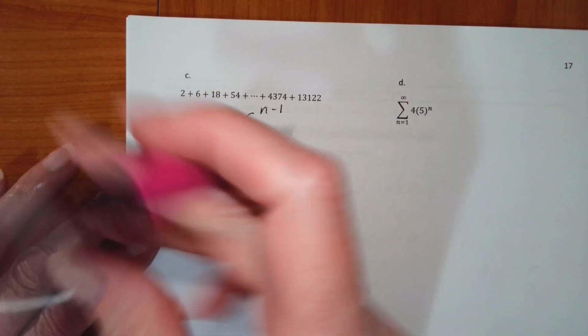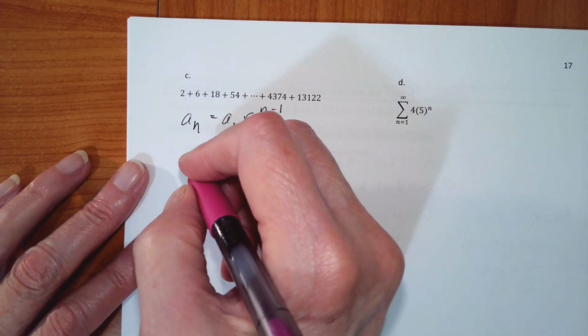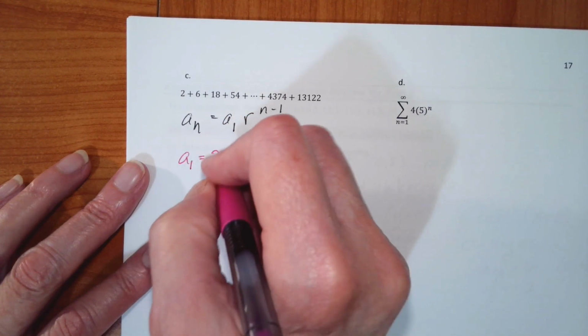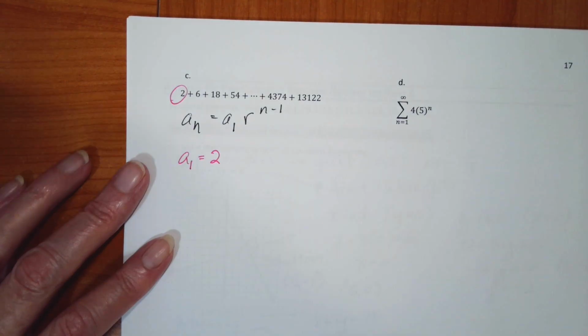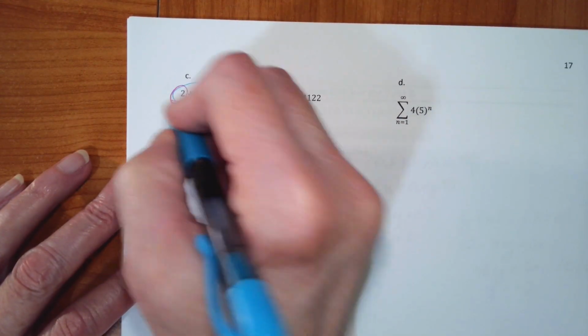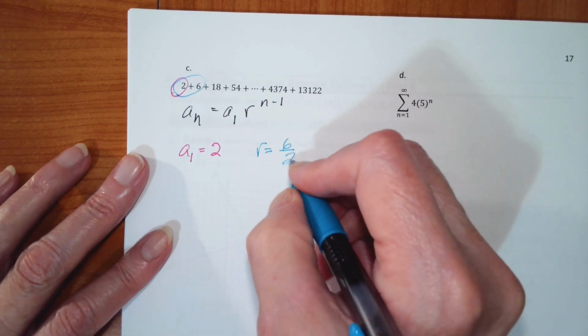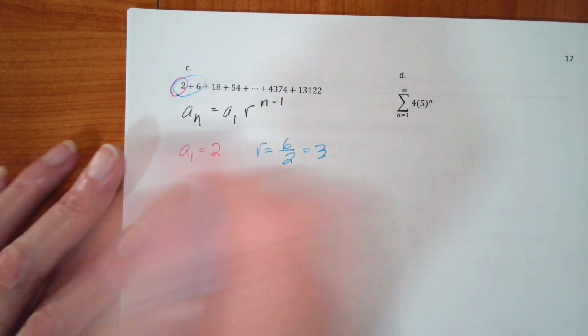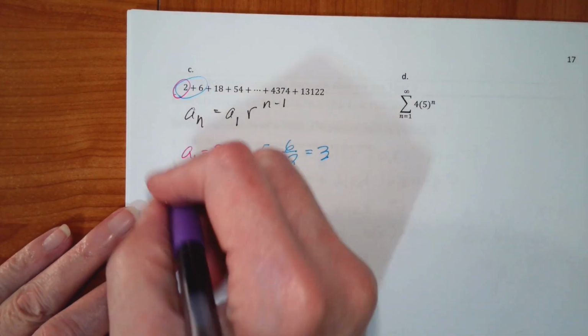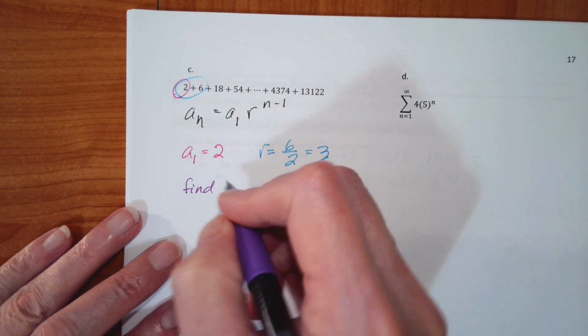So what I know here, I know my a sub 1 is equal to 2. That comes directly from there. I know that my r, I use these two, is 6 divided by 2, which is 3. But I need to find my n. So I'm going to have to find n.